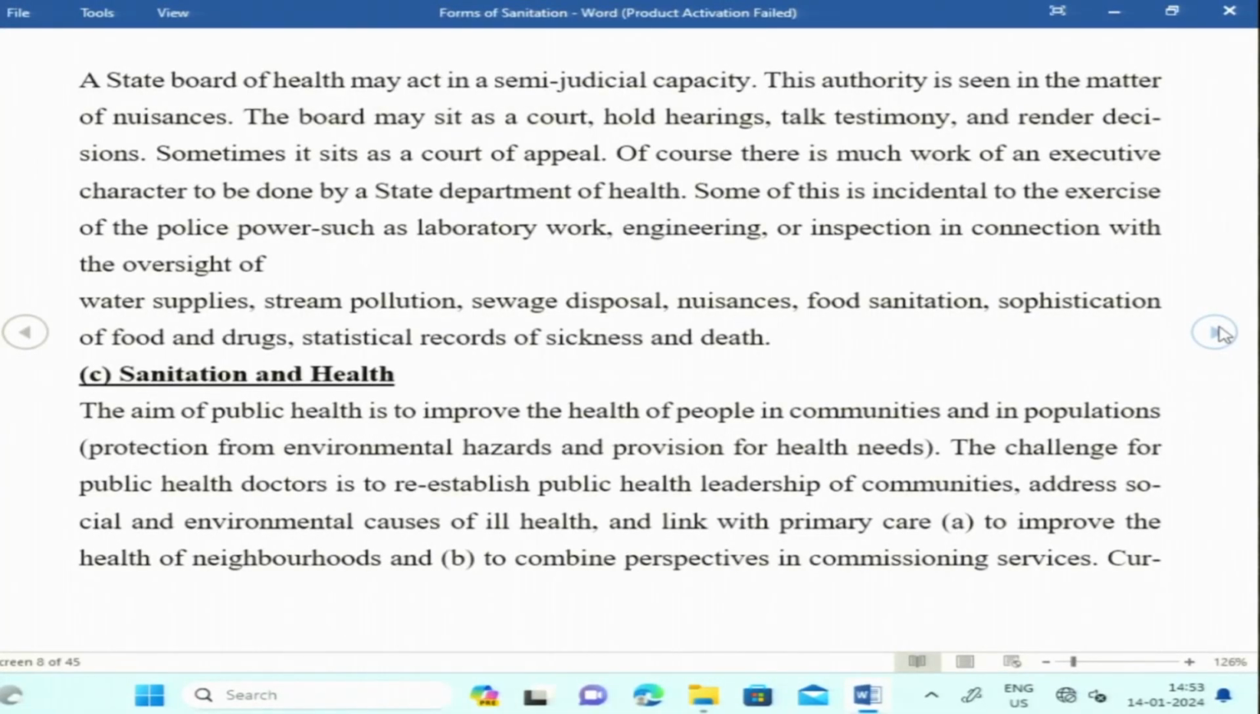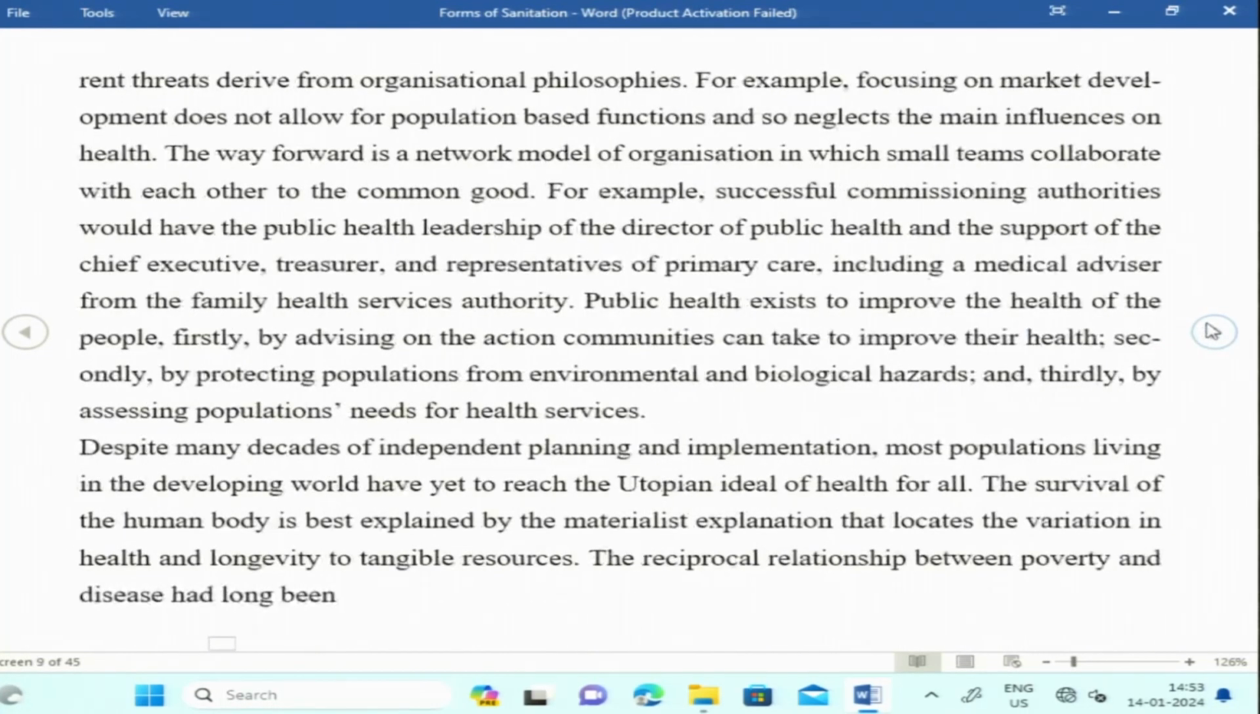And the important aspect is that we try to build up a healthy neighborhood, and for that the most important thing is that we try to speak about how market development does not allow the population to function, and what is the role of the state to intervene into these processes. And we basically say that public health, which exists in terms of improving the health of the people, has to be seen in a serious way.